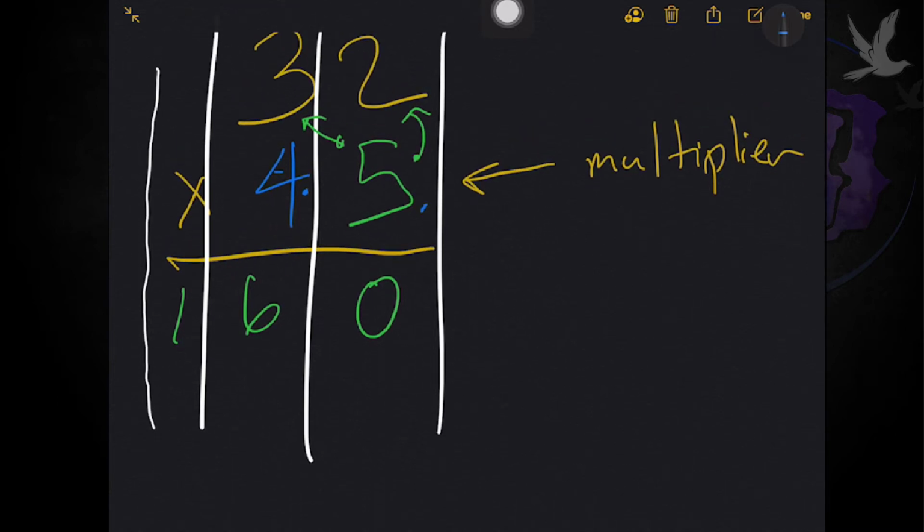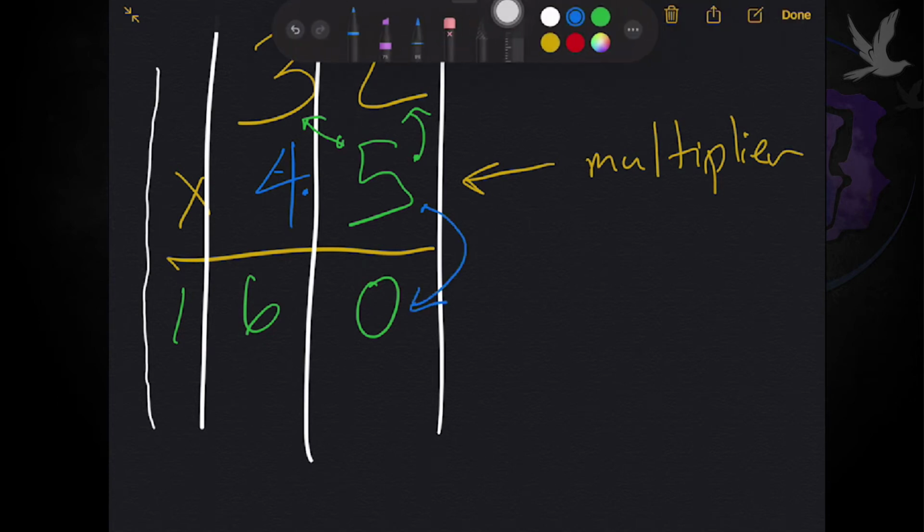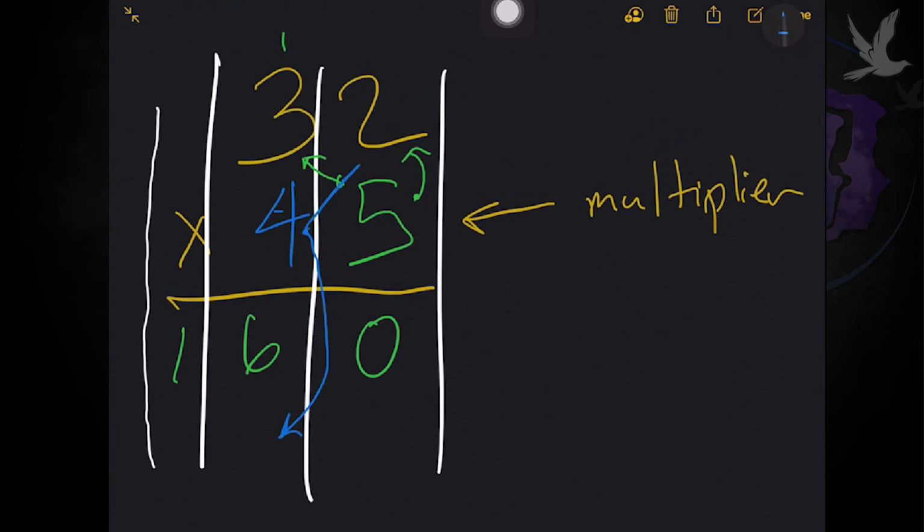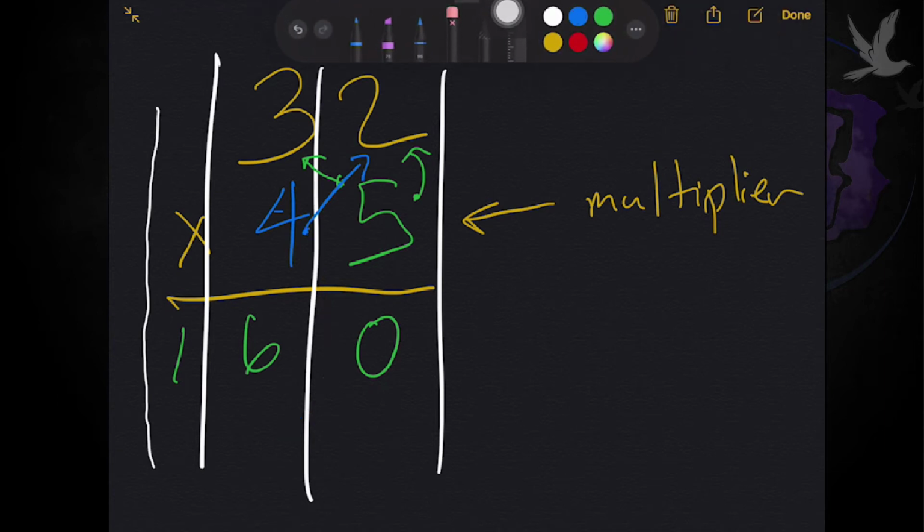Okay, but for now, since 5 belongs to the ones place, that's why we started writing at the ones place. Okay, but since 4 is in the tens place, so we should also start writing at the tens place, but this time here. Okay, so for example, 4 times 2. What's 4 times 2? It will give you 8.